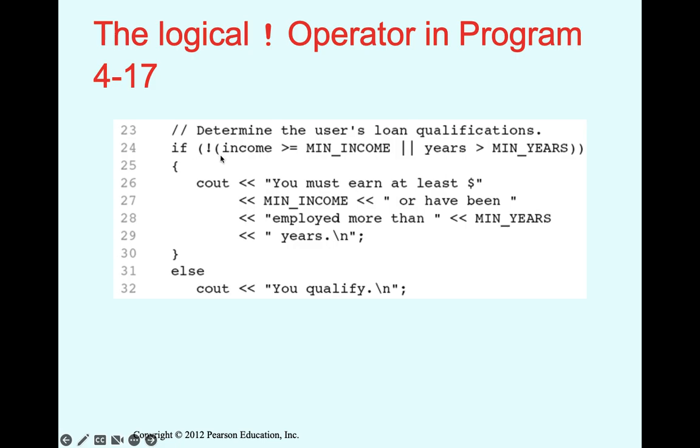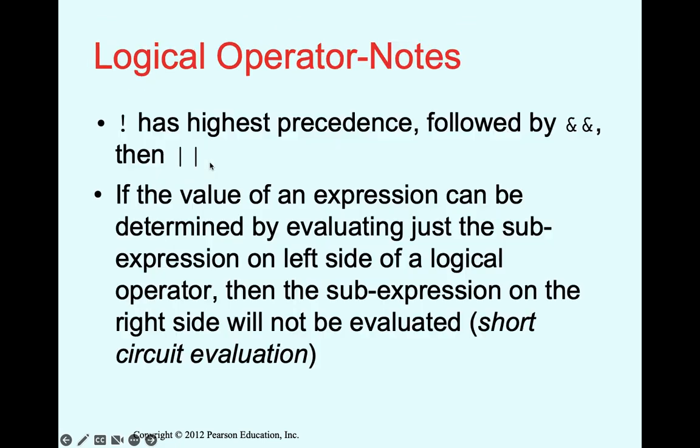In this example, if not the income is greater than the minimum income or the years greater than the minimum years, so these are the conditions for the loan. If you don't have these conditions, I give you an error message. Otherwise, I write you qualify. So here I use not to reverse the condition. I can also use not.